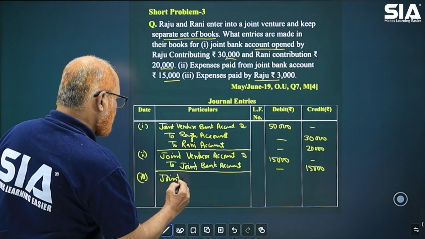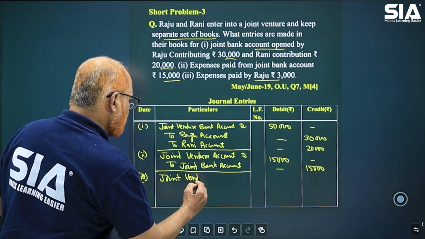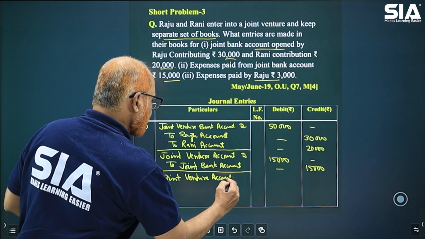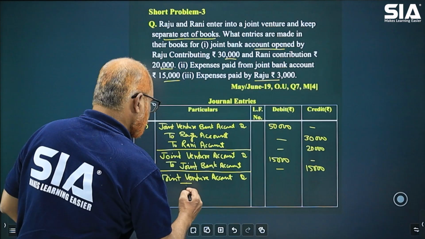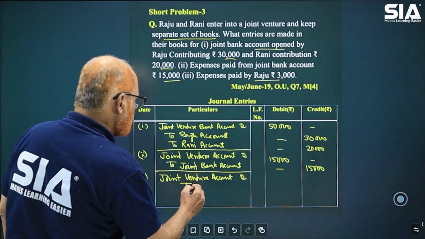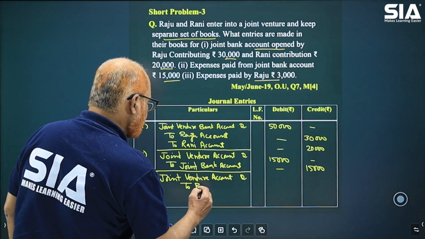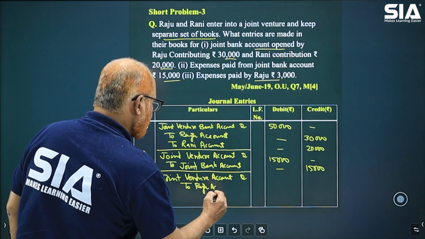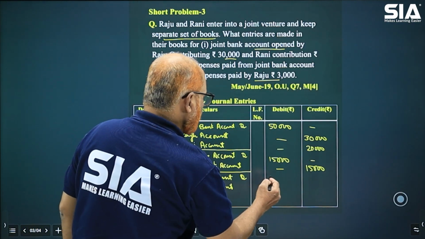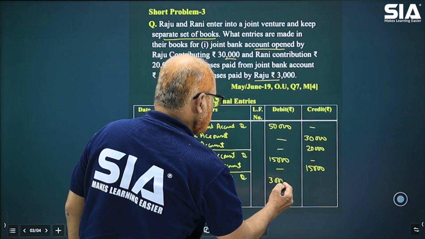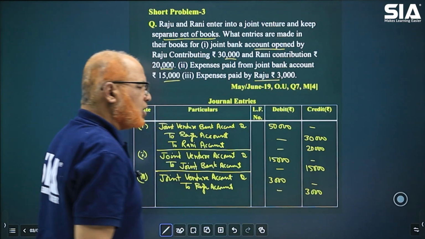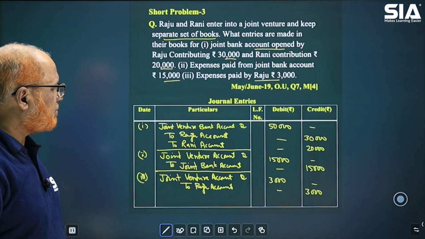Joint venture account debit to. It is not paid from bank. It is paid by Raju. So to Raju account. How much expenses paid? 3,000. That's it. Being the expenses paid by Raju.